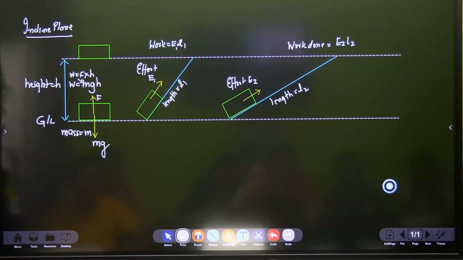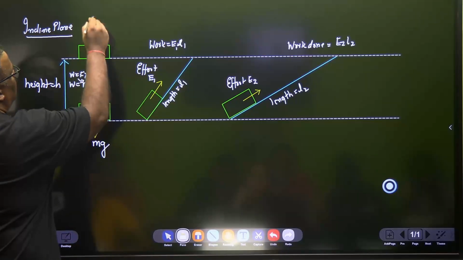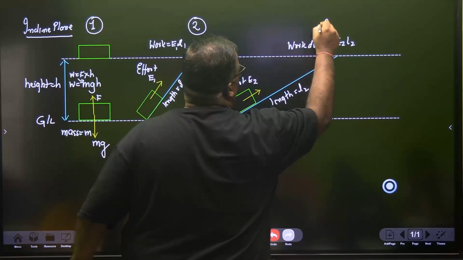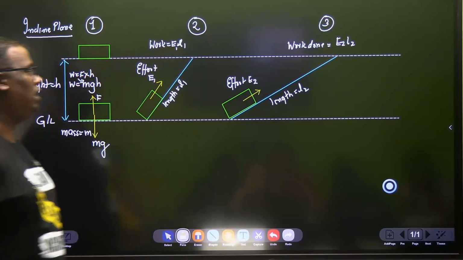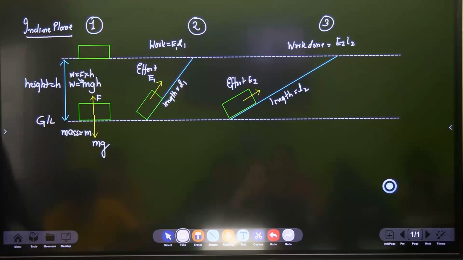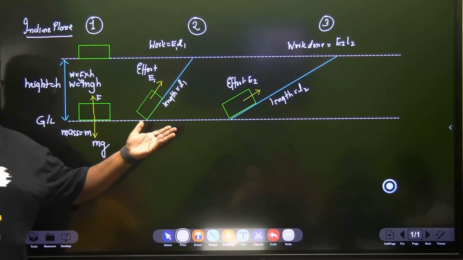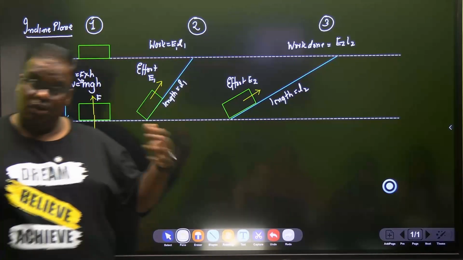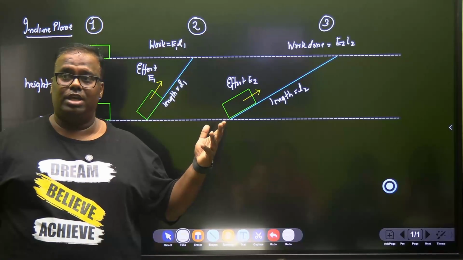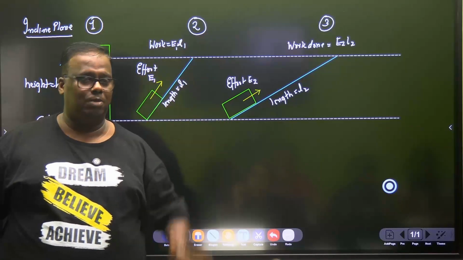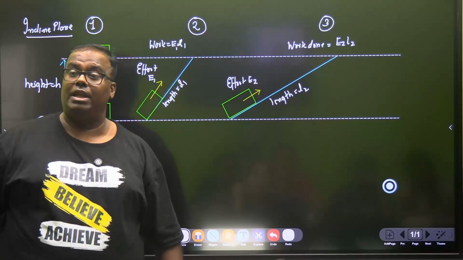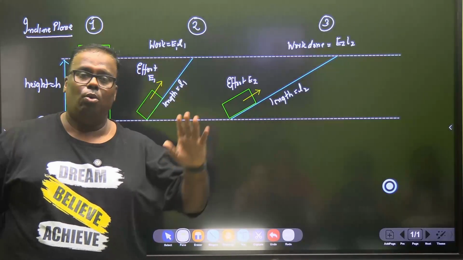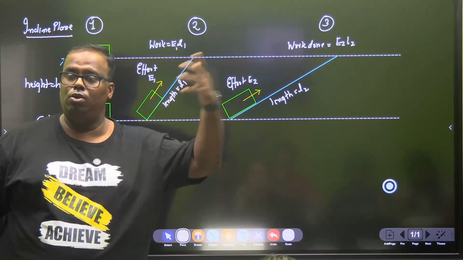So this is our case 1, this is case 2, and this is case 3. You yourself tell, where will your effort be less? Case 3 becomes very easy, but in case 3 we have to maneuver a much longer length. If your effort is less in case 3, that means case 3 is a perfect example of a force multiplier. It should be a force multiplier, meaning mechanical advantage should be more than 1. What is mechanical advantage? It is given by load upon effort.